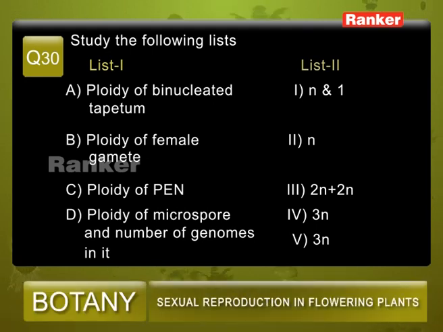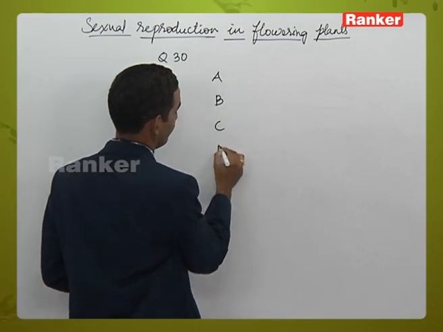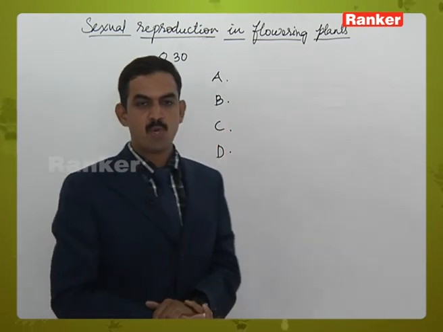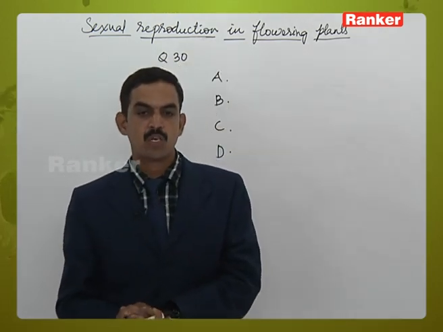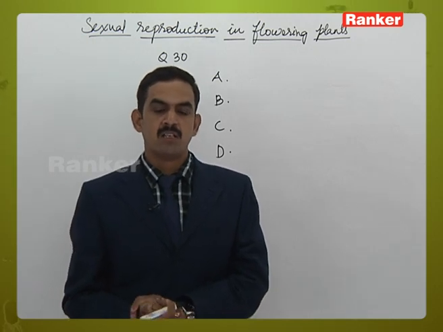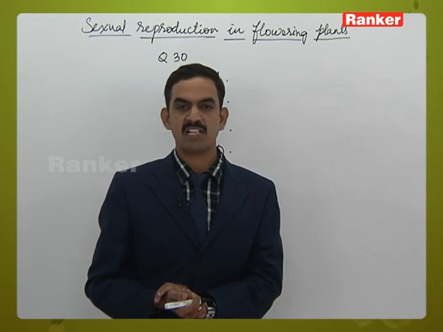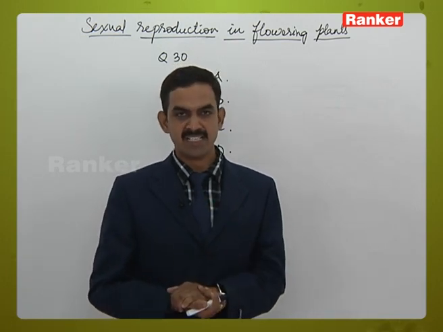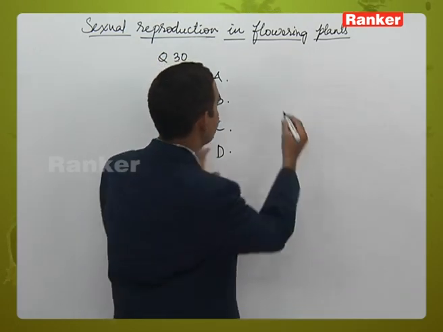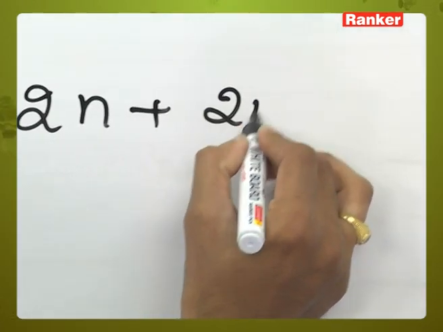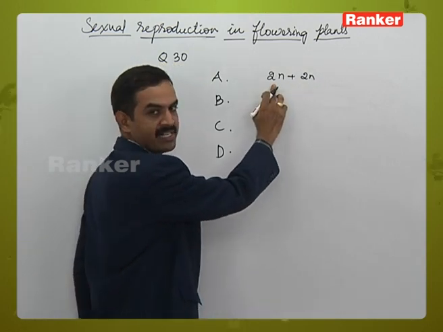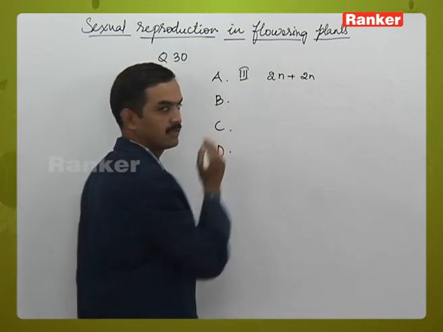List 2: 1, N and 1; 2, N; 3, 2N plus 2N; 4, 3N; 5 is also 3N. In the given options, first one, ploidy of binucleated tapetum. Binucleated tapetum contains 2 nuclei, each diploid in condition. That means 2N plus 2N, so A is 3.